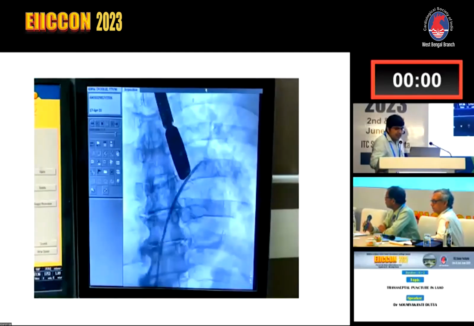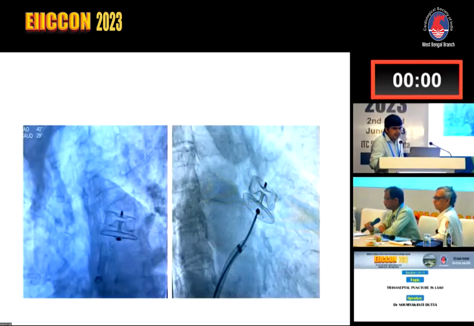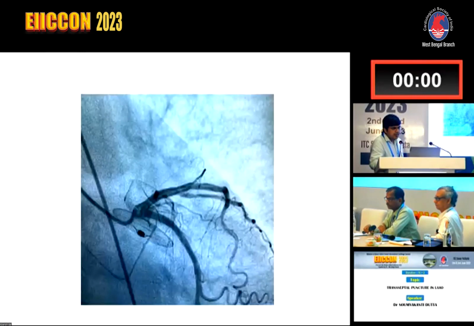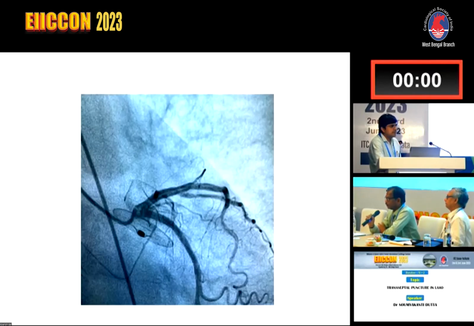And after the device placement, one should exclude damage to the left circumflex artery. So it is not recommended always, but it is safer to have a coronary angio done so that we are not damaging the circumflex artery or left upper pulmonary vein. You mean angio after putting the device? Yeah, I do angio after putting the device.